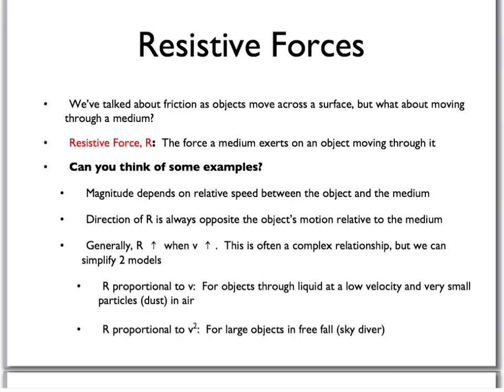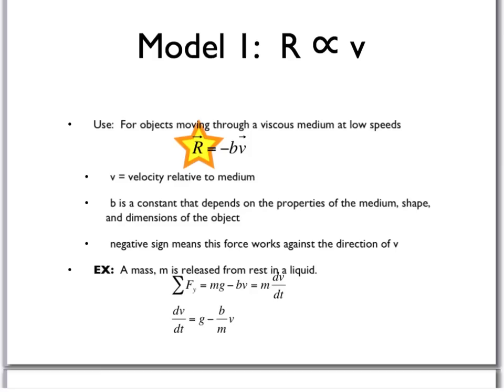Oftentimes, this can be a very complex relationship, but we can simplify it into two fairly simple models. One of those models has that resistive force proportional to velocity, just plain V. This is for objects that are moving through a liquid at a lower velocity or very small particles like dust in air. The other model has the resistive force proportional to V squared. These would be for larger objects and things that might be in free fall, more like a skydiver.